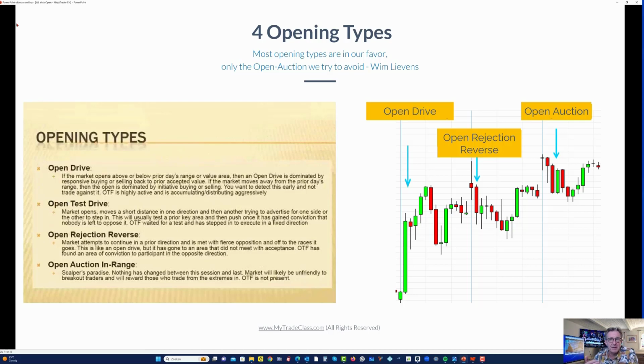What we all know is that there are 4 opening types, and most of us know them: the open drive, the open test drive, the open rejection reverse, and then the open auction, where the market goes a little bit up and down but doesn't really move. Now the open drive is just one straight move, and the open test drive is a move, some hesitation, a test, and then a continuation. The open rejection reverse is a move in one direction, a strong reversal, and then a strong move in the other direction. Those are the opening types.